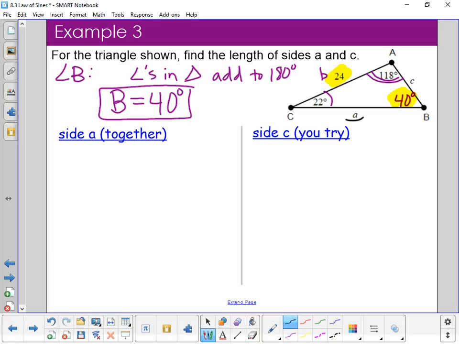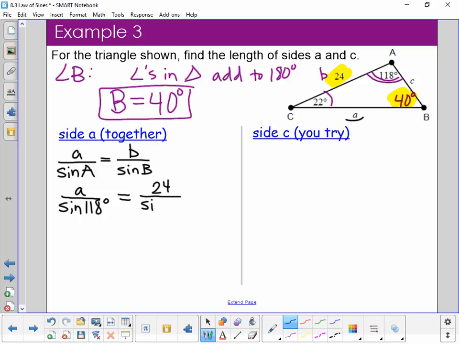If I'm finding side A, I like to put that in the numerator. So I'm using the version of the law of sines that puts the sides in the numerator and the angles in the denominator. So I have A over sine A equals, and I'm going to use the B's, B over sine B. So this is the version of the law of sines that I'm going to use for this problem. If I fill in the information that I know, angle A is 118 degrees, I know that side B is 24, and I know that angle B is 40.